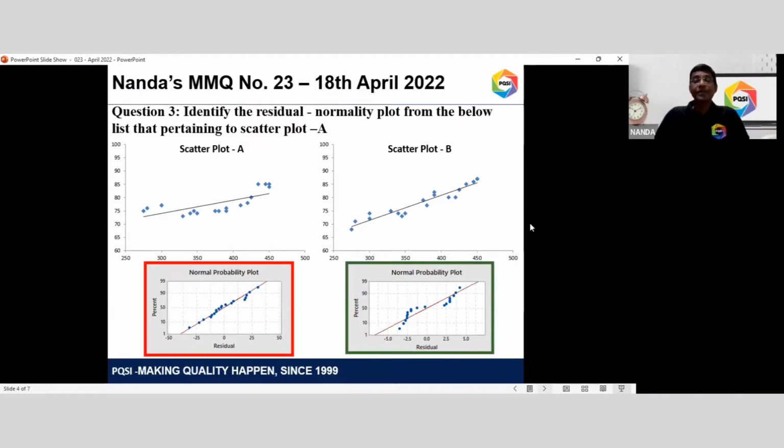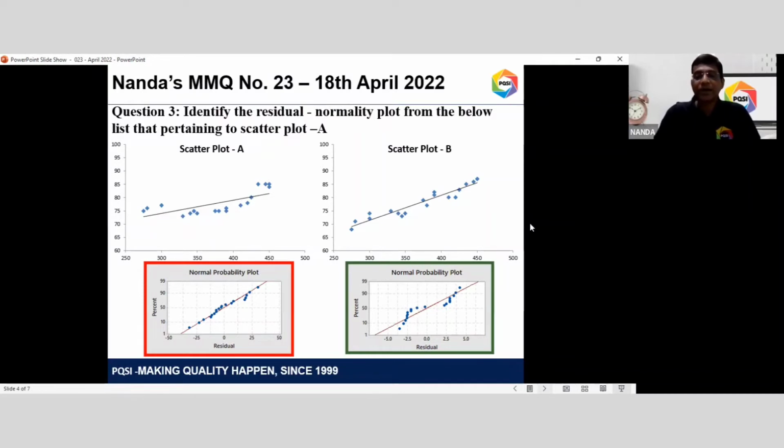So 3 questions. The third question also in the Google form, you can mention it, either it is red or green, right? So that's how it is. So the Google form will have a space where you can either mention it as red or green. So which normal probability plot pertains to the scatter plot A is the question, right?